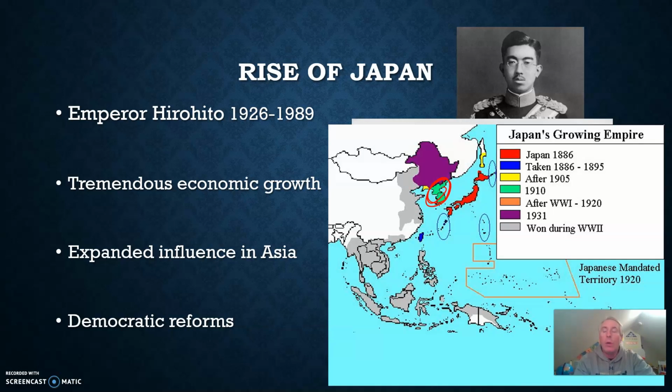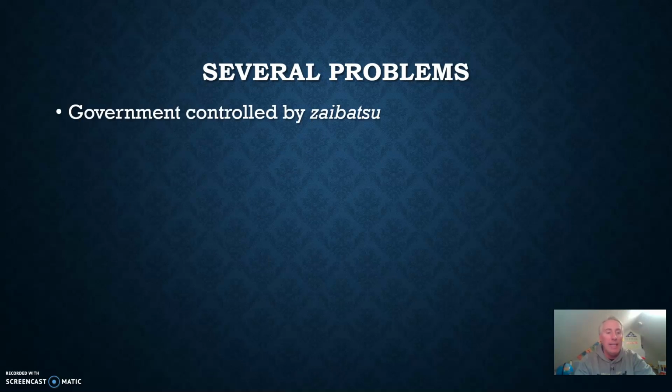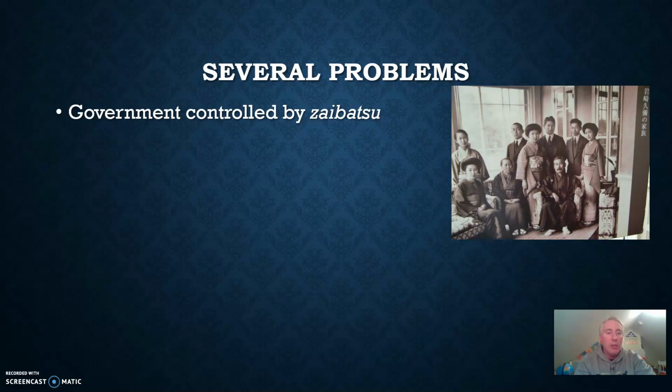Women could not, though, nor could they until 1945. Japan was still a very patriarchal society. Now, despite these positive developments, there were still several problems. One was, even though there were democratic reforms, the government was still largely controlled by the Zaibatsu. Now, the Zaibatsu, remember, were these wealthy industrial families that we discussed back in chapter 25. They would make donations, which were essentially bribes to government officials, and this led to widespread corruption. So they had a lot of government officials in their pocket.